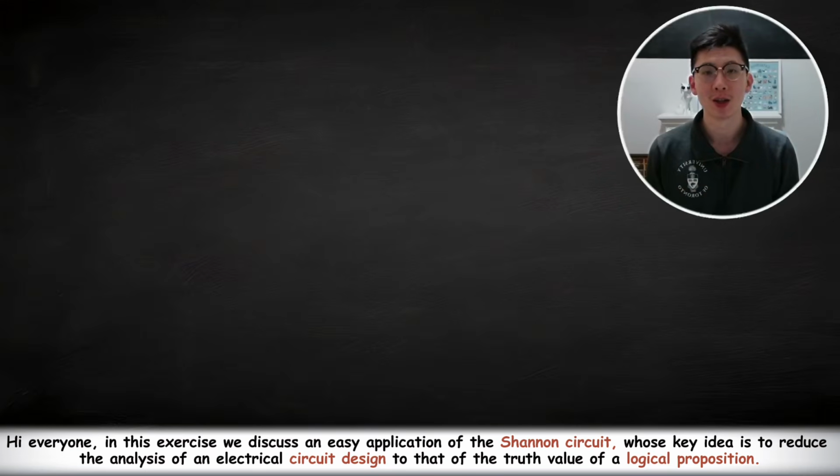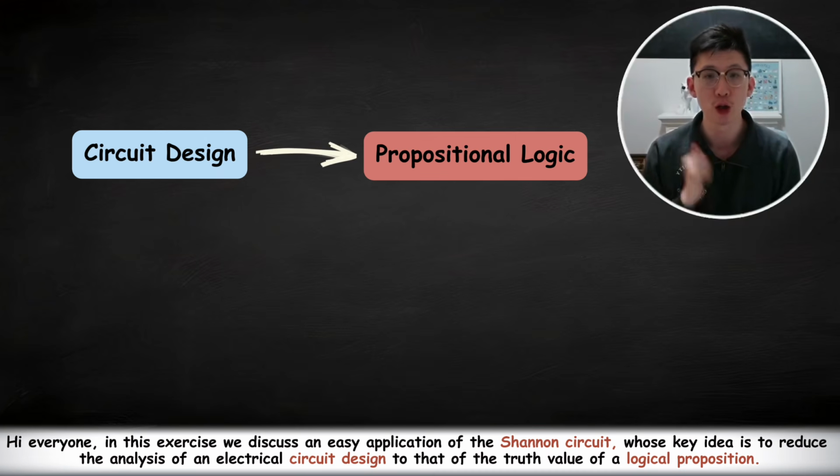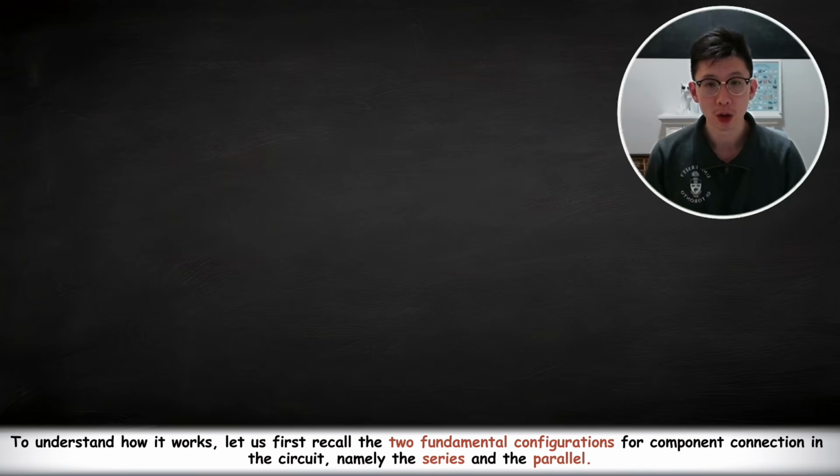In this exercise, we discuss an easy application of the Shannon circuit, whose key idea is to reduce the analysis of an electrical circuit design to that of the truth value of a logical proposition. To understand how it works, let us first recall the two fundamental configurations for component connection in the circuit, namely the series and the parallel.